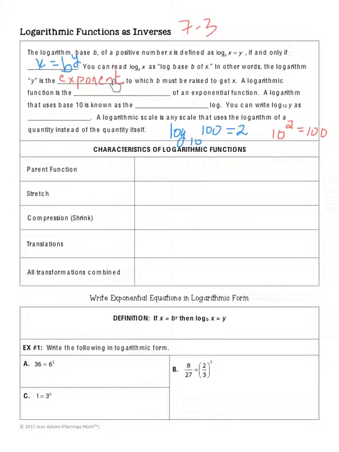So y is the exponent. This value here, y, the answer to your log function, is the exponent that it would have in its exponential form. We're going to spend quite a bit of time going from log form to exponential form and vice versa, and then the rest of our time will be spent graphing.